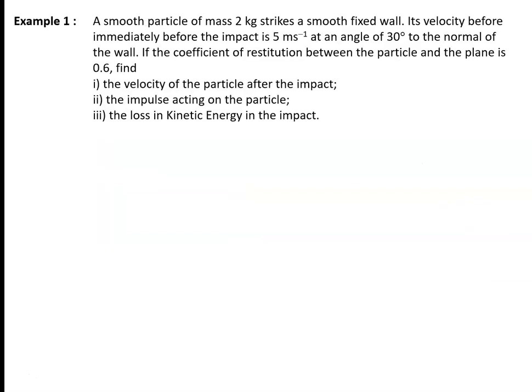So let's have a look at an example. We've got a smooth particle of mass 2 kilograms that strikes a smooth fixed wall. Its velocity before the impact is 5 meters per second at an angle of 30 degrees to the normal of the wall. If the coefficient of restitution between the particle and the plane is 0.6, find the velocity of the particle after the impact, the impulse acting in the impact, and the loss of KE in the impact.